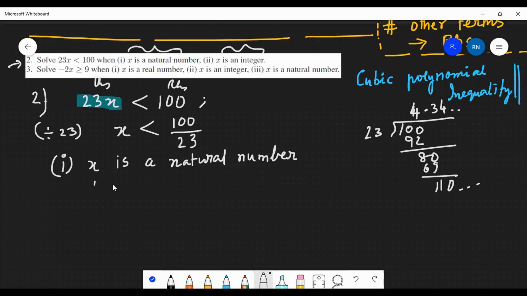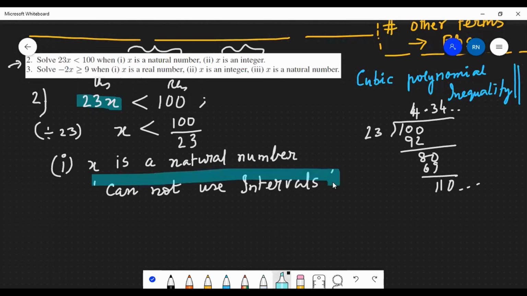First thing, you cannot use interval. We cannot use the interval method. Interval is meant for real solutions only. We cannot use the intervals. So this is as a matter of rule you should know.